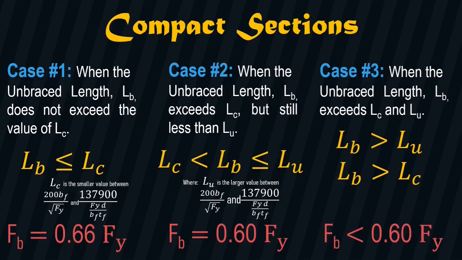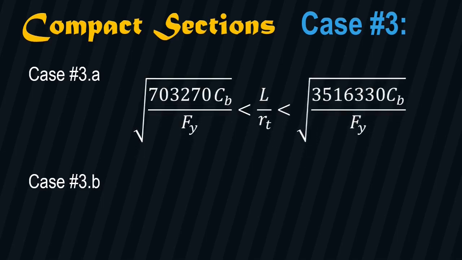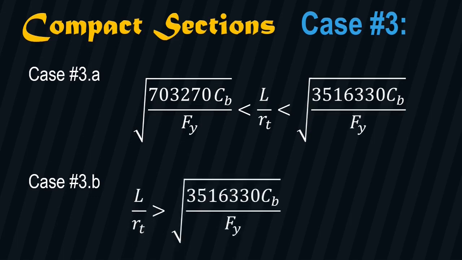Computation for the allowable bending stress for case number 3 is a little bit complicated because case number 3 is further subdivided into 2 cases. In this tutorial, we will name them case number 3.A and case number 3.B. For case number 3.A, we have this criteria. And for case number 3.B, we have this one.